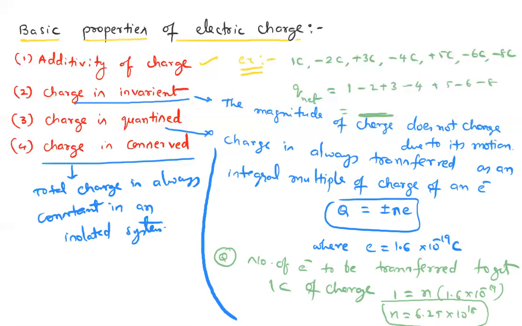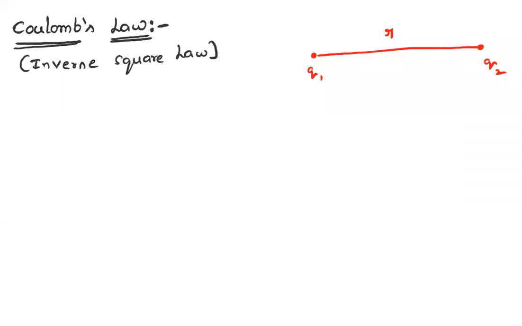Yes, next one we are going to discuss is Coulomb's law. Coulomb's law is also called the inverse square law. According to it, one charge can attract or repel the other charge. Just like gravitation, here also we follow the same pattern. Consider two point charges Q1 and Q2 separated by some distance r. In gravitation only attractive force acts, but here there is attraction as well as repulsion.